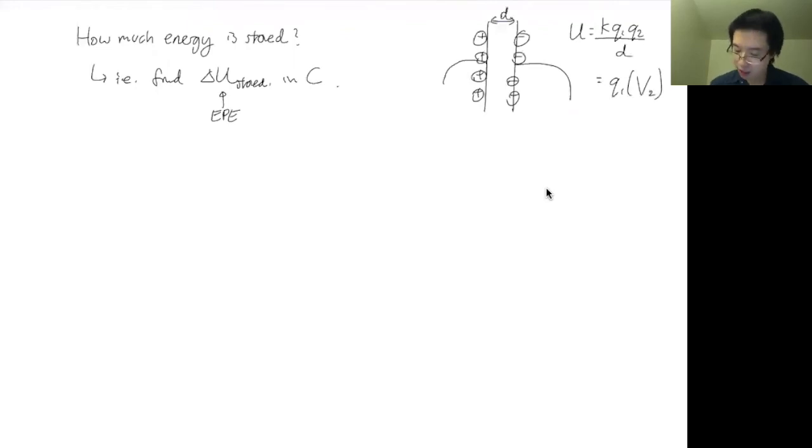Let's call this 1 and 2. So I can think of Q2 as KQ2 over D. I can think of this as a source and this as a test, or the other way around, it doesn't matter, it's very symmetrical. So you can think of this guy as creating a potential, and you're trying to bring Q1 up to this potential, up to this location, and it takes this much energy to do that.